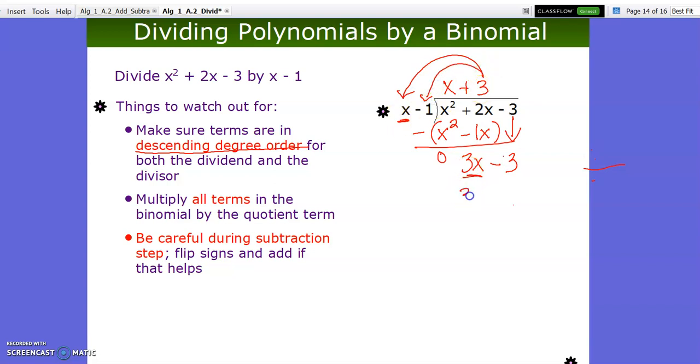3 times x is 3x. 3 times the negative 1 is negative 3. Wrap it in parentheses so you can subtract. 3x minus 3x is 0. And let's see, a negative 3 minus a negative 3. Keep, change is also 0. No remainders left over. Our answer is x plus 3.